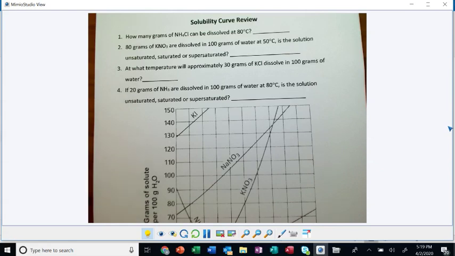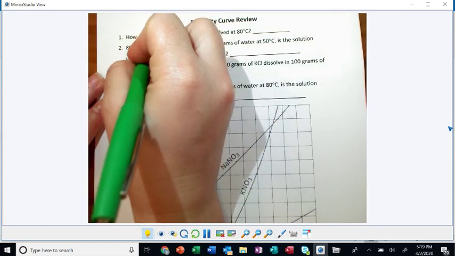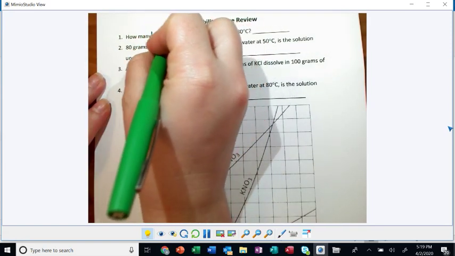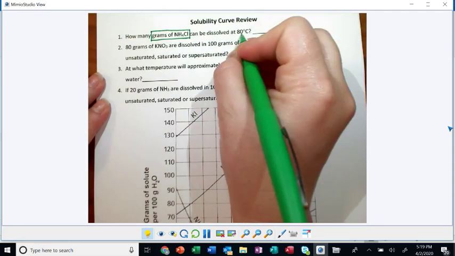Review on solubility curves and how to read them. So let's go through this step by step. Question 1 says, I want to know how many grams of ammonium chloride can be dissolved at 80 degrees Celsius.